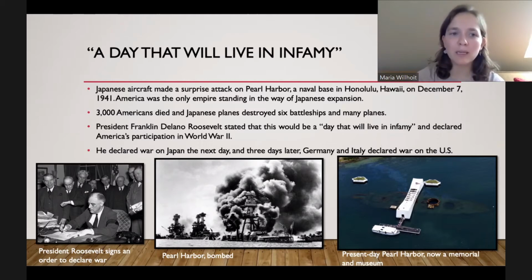It's when the Japanese Empire made a surprise attack on Pearl Harbor. And Pearl Harbor is a naval base. It's a major naval base even today in Honolulu, Hawaii. And interestingly enough, Hawaii, I don't believe at this time was actually even a state. It was a territory of the United States. It later became a state. But they did a surprise attack on Pearl Harbor.